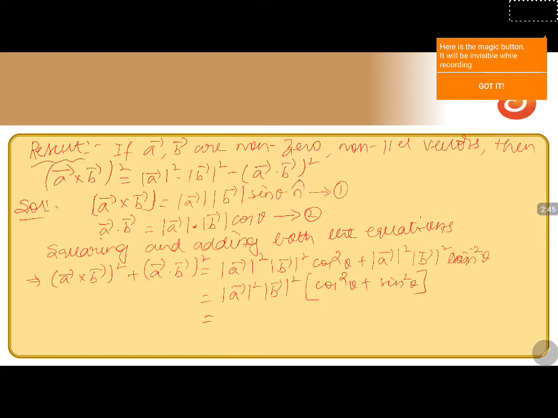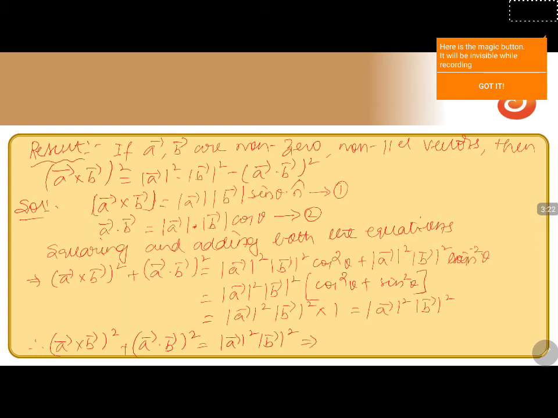We know that cos²theta plus sin²theta makes how much? 1. So |A|² into |B|² into 1 is equal to |A|² into |B|². Therefore |A cross B|² plus (A dot B)² is equal to |A|² into |B|².